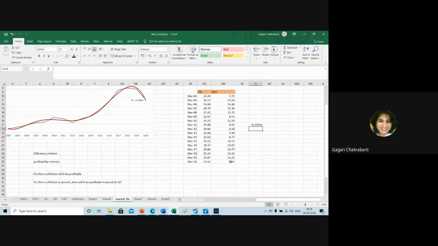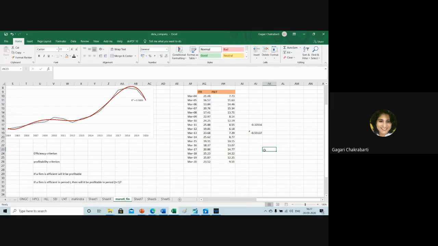So what is your idea? How do you interpret the result? Efficiency and profitability indicators are inversely related. The firm may be efficient, but it may not be profitable. So let's see what happens if you lag it by one period. If a firm is efficient in period T, then will it be profitable in period T plus 1? So now the correlation will be between efficiency in period T and profitability in period T plus 1. So it becomes more negative.